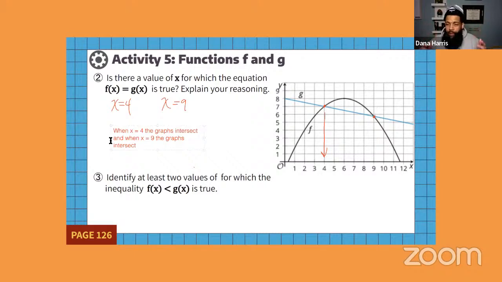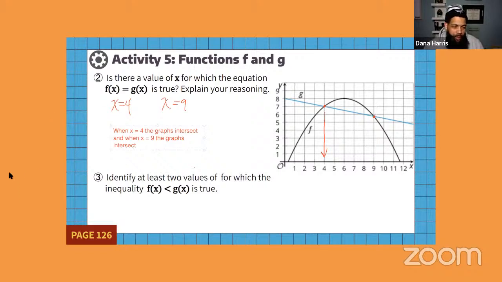Now, for those two different things, the output of f of x and g of x is the same when x equals 4, and the output for f of x and g of x is the same when x equals 9. However, when the input is 4, the value is 7. When the input is 9, the output is about 5.8, 5.9. All right, so be very, very mindful of those things.